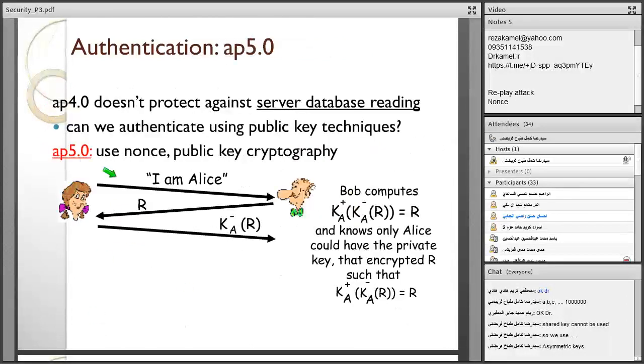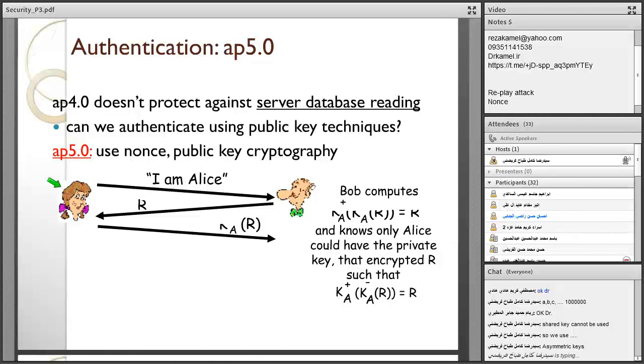When Alice says I'm Alice, this is another solution. Bob will send her one nonce, one random number, and say, if you are Alice, just encrypt it. Alice will encrypt it with her own private key, and then Bob will apply Alice's public key on the received encrypted password. If Bob recovers the R, we say this is Alice. If Bob does not recover R, we say it's not Alice.